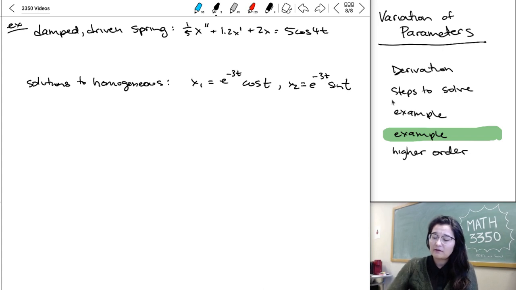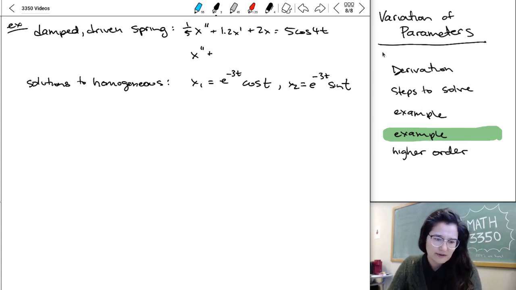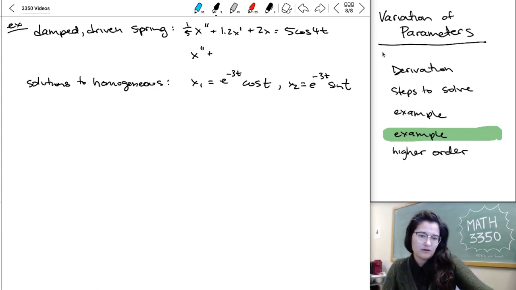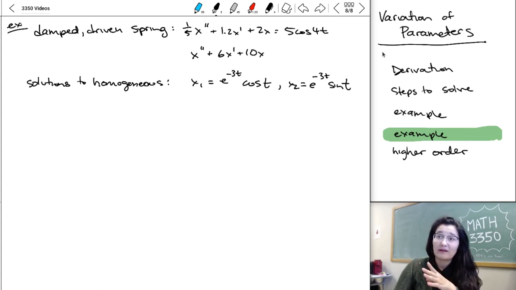But I want to note that even though we're given the differential equation in this form, remember that our variation of parameters formula assumes that there's nothing multiplying our highest derivative. So we actually have to get rid of that 1/5 before we get too far in this problem. So we're going to have x double prime plus 6x prime plus 10x, just multiplying by 5 everywhere.